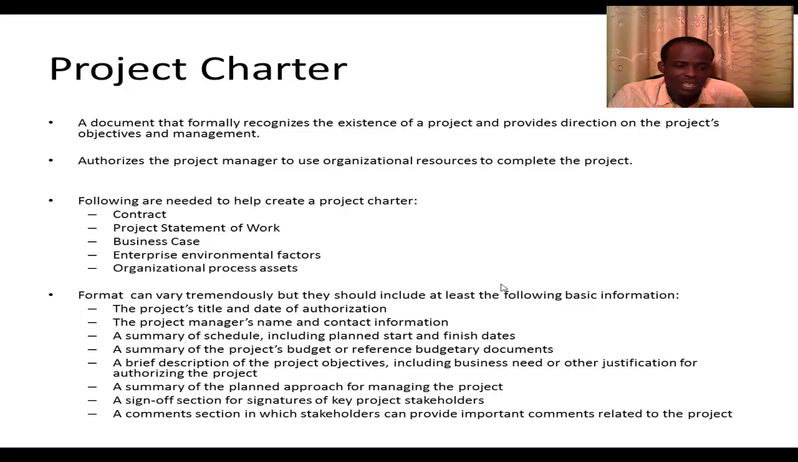There should at least be a summary of the schedule, including planned start and finish dates. There should be a summary of the project's budget or reference budgetary documents. There should again be a brief description of the project's objectives, including the business need or any other justification for authorizing the project. There should be a summary of the planned approach for managing the project.